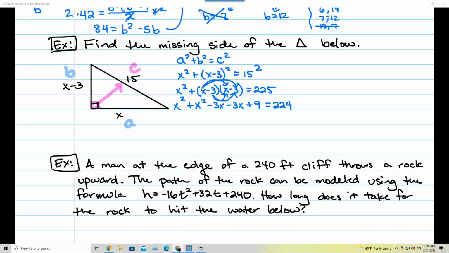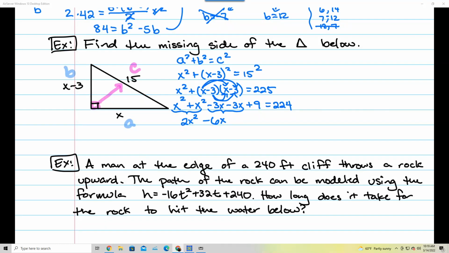Why did I do that? Well, now I'm able to combine like terms. So I can combine these two. x squared plus x squared, that's going to give me a 2x squared. I can combine these two, negative 3x and negative 3x, that's going to give me a negative 6x.